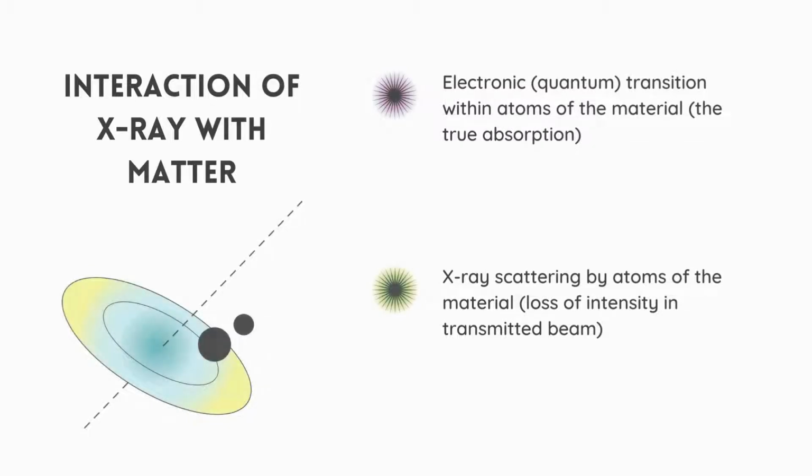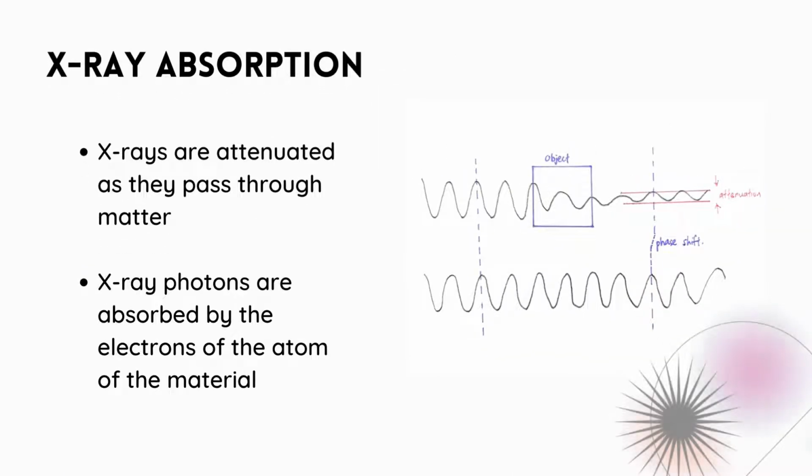There are two processes that contribute to absorption. The true absorption, which is the electronic transition within atoms of the material, and the X-ray scattering, which causes a loss of intensity in the transmitted beam. X-rays are attenuated as they pass through matter.